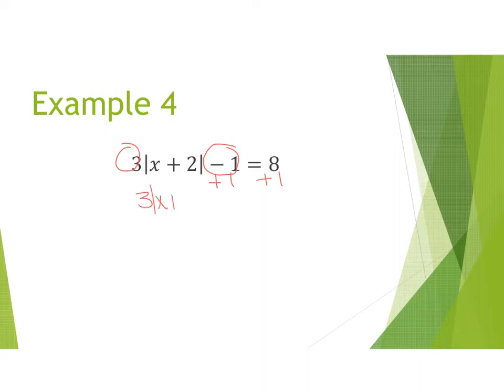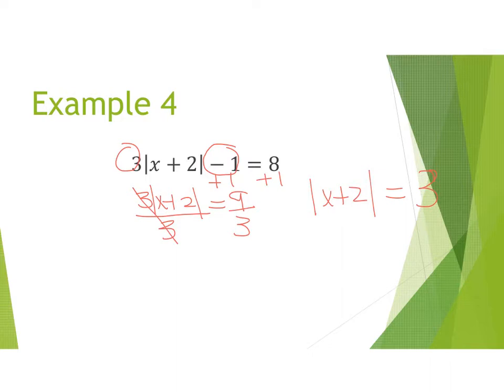So here's what my problem looks like now. 8 plus 1 is 9. Now I've got to get rid of that multiplication. I cannot distribute there. The easiest thing to do is to get rid of the multiplication with division. And now, here's what my problem looks like. The absolute value of x plus 2 equals 3.